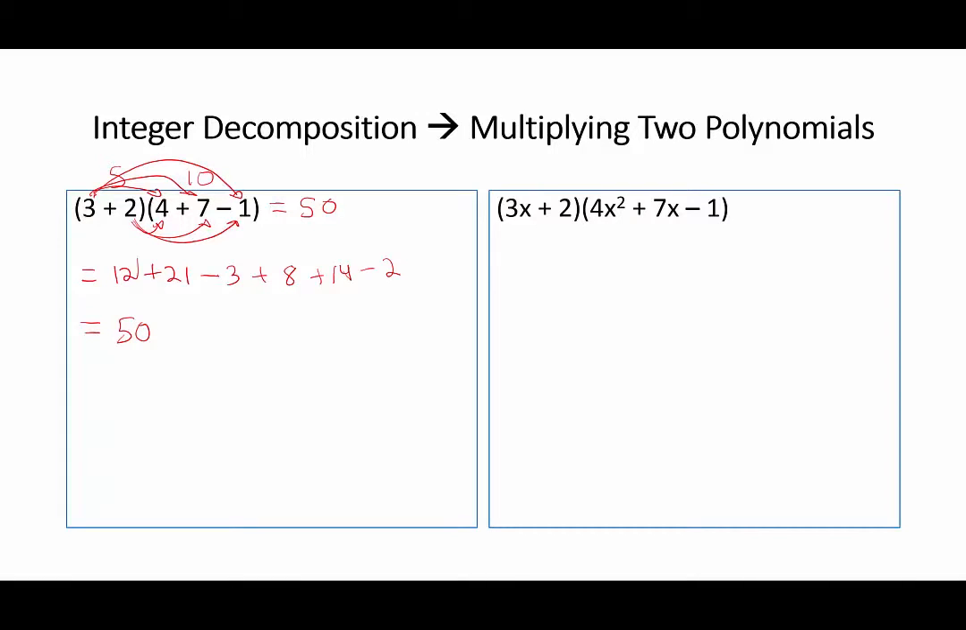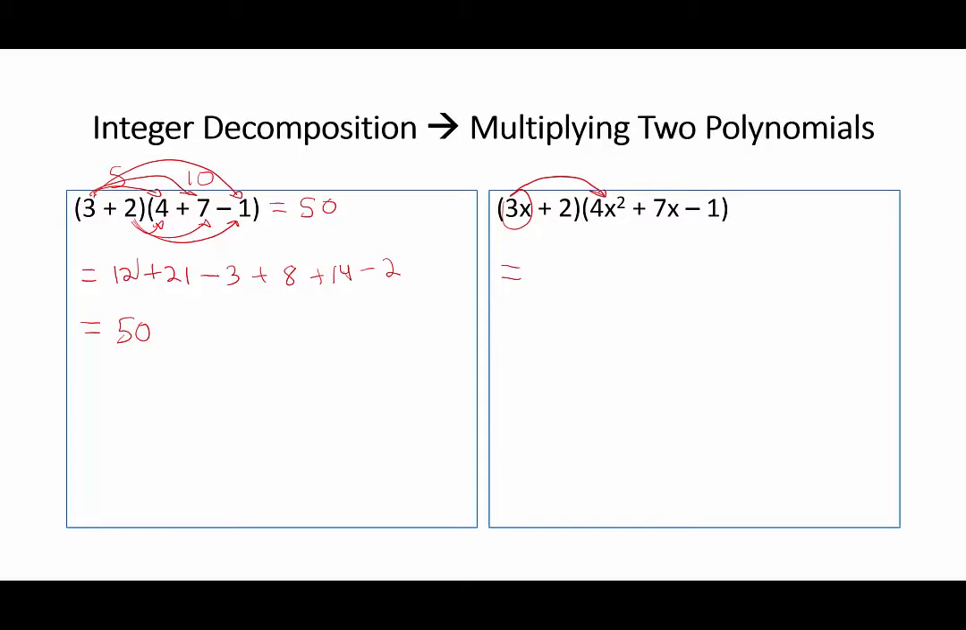This works because it is based on the distributive property. I'm using integer decomposition because it is something that you can easily recognize and easily accept and easily apply to this other problem. So we have this binomial multiplied by that trinomial. Let us apply the same technique.